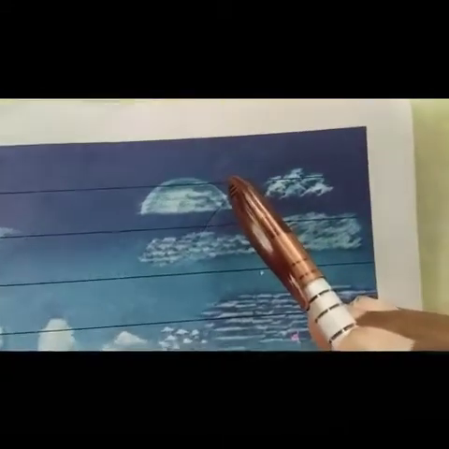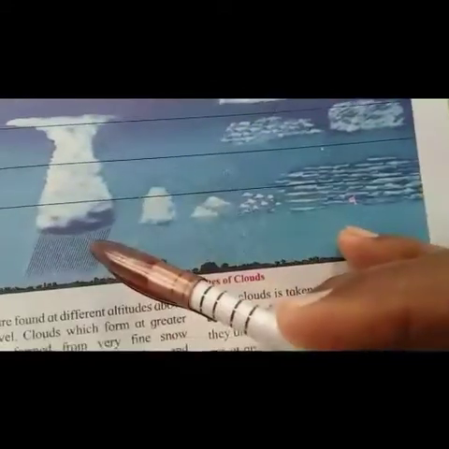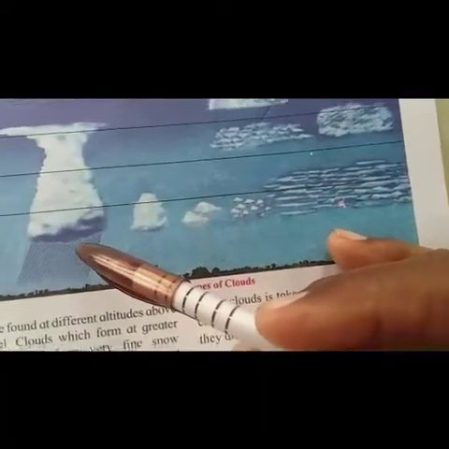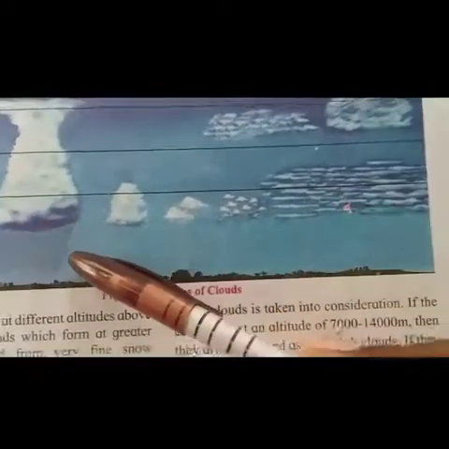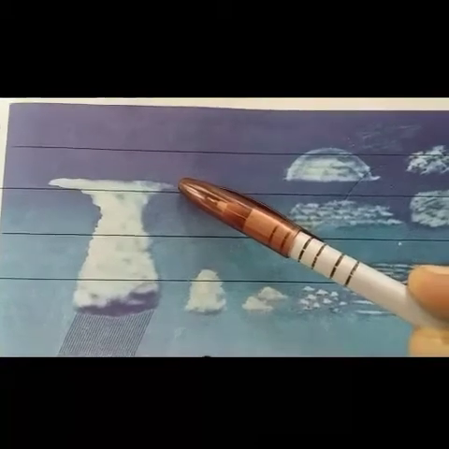Clouds are found at different altitudes above mean sea level. Clouds which form at greater altitudes are formed from very fine snow particles. The processes of evaporation and condensation occur consecutively in the clouds. Specific types of clouds cause rainfall on the earth. The proportion of water vapor is more near the earth's surface. As we go higher away from the sea level, the amount of water vapor decreases.